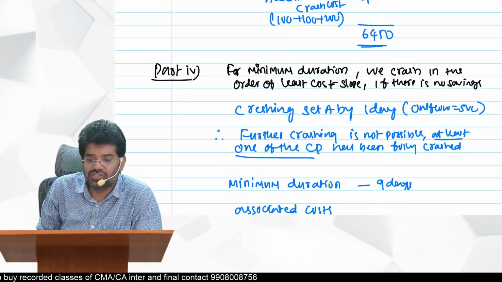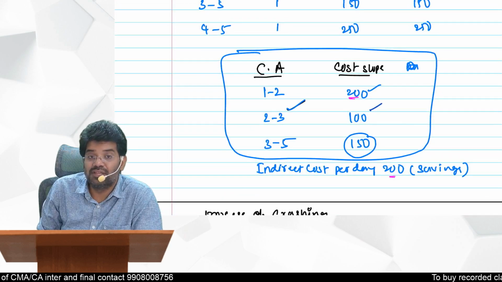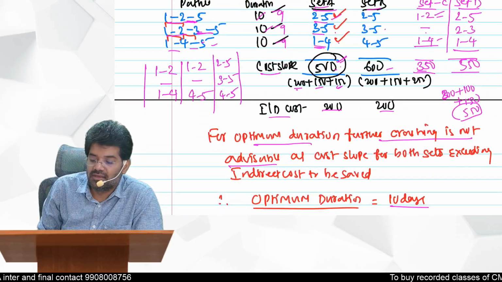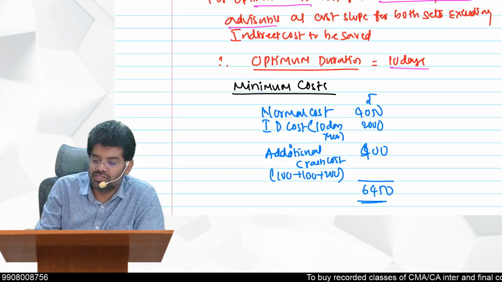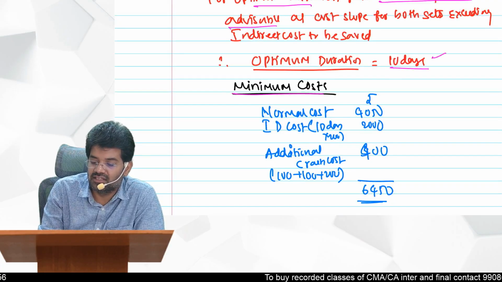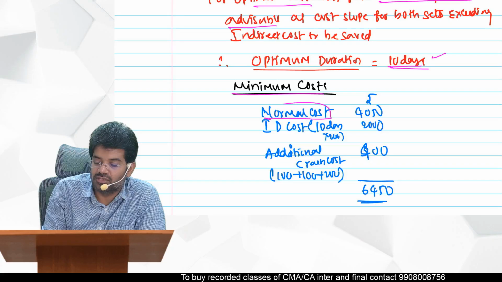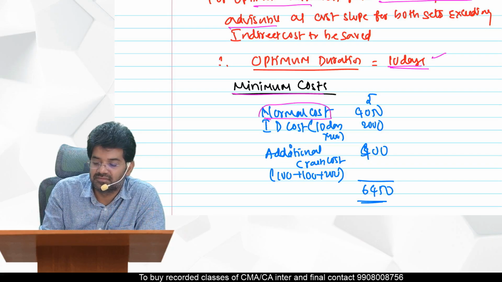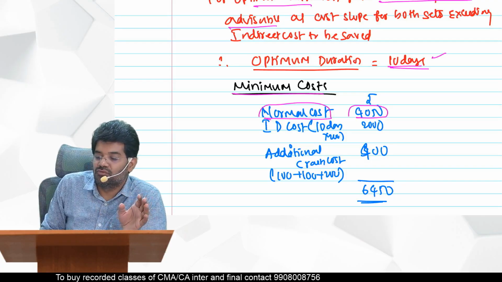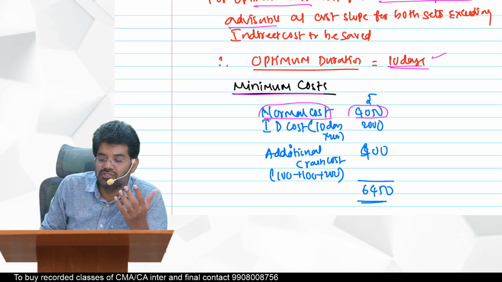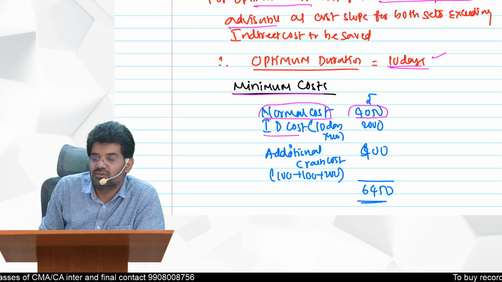But here in this question, one more thing is asked, minimum duration. That means beyond that also you can crash. Before we go to minimum duration, for optimum duration, let us calculate the cost. What is the optimum duration? 10 days. First we should take the normal cost. Normal cost will not change. Never take it proportionately. Whatever is given, 4050 in the original question, normal cost will always remain the same. Only the indirect costs you can take according to the days.